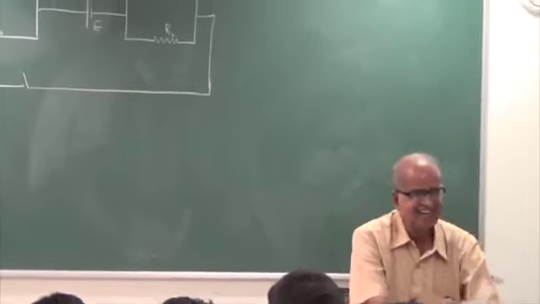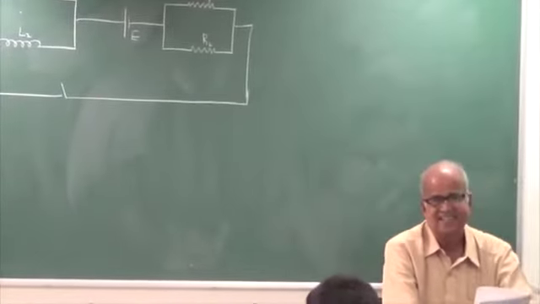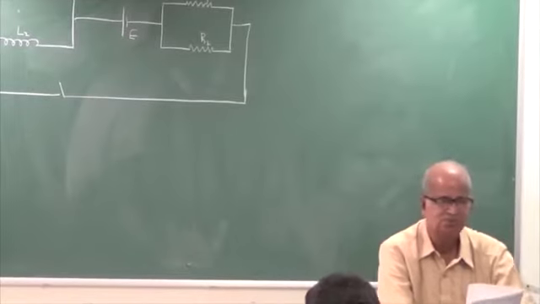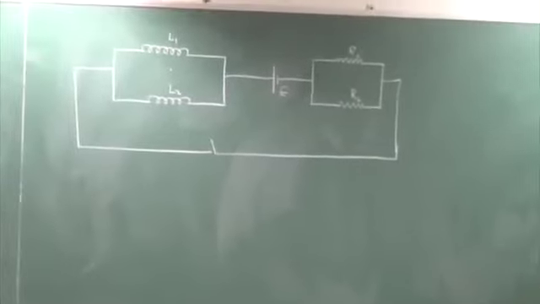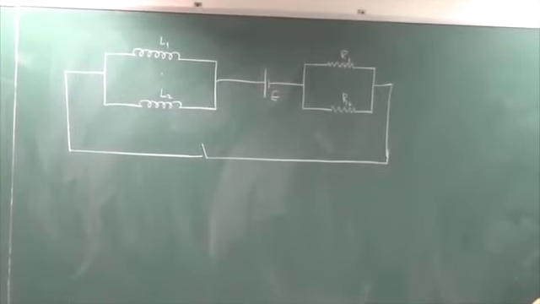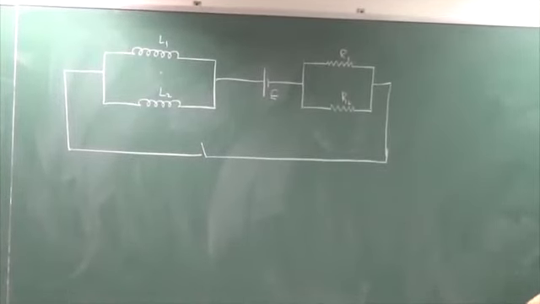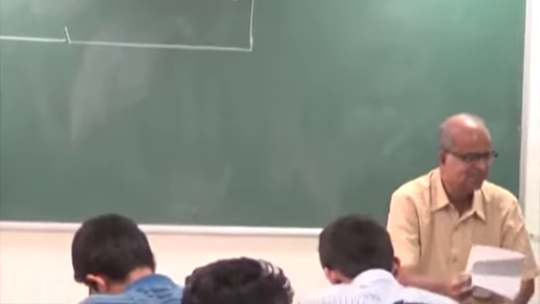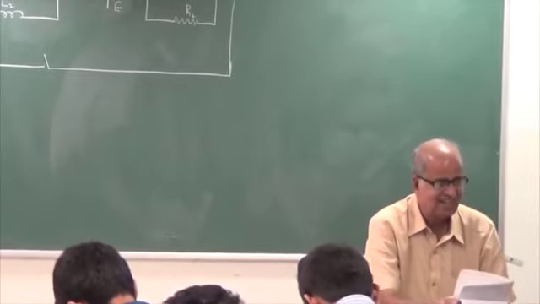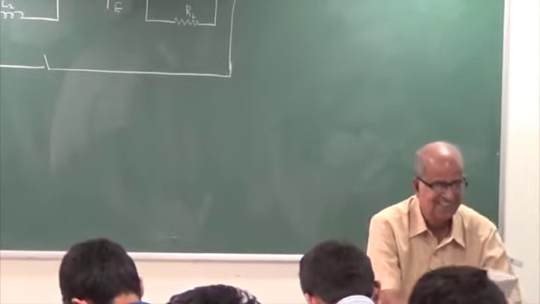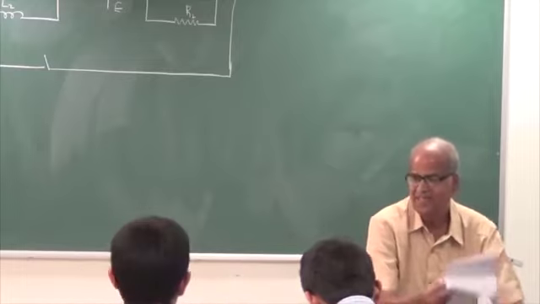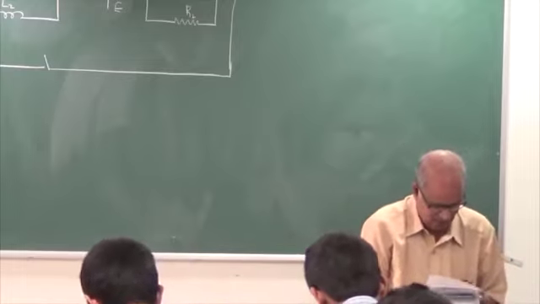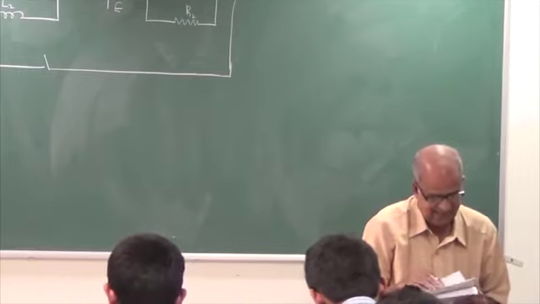Correct now? Now, what are the currents through inductors L1 and L2? Same thing multiplied by L2 by L1 plus L2. Correct now? Current through L2, same thing multiplied by L1 by L1 plus L2. Current through R1, same thing multiplied by R2 by R1 plus R2. Current through R2, same thing.